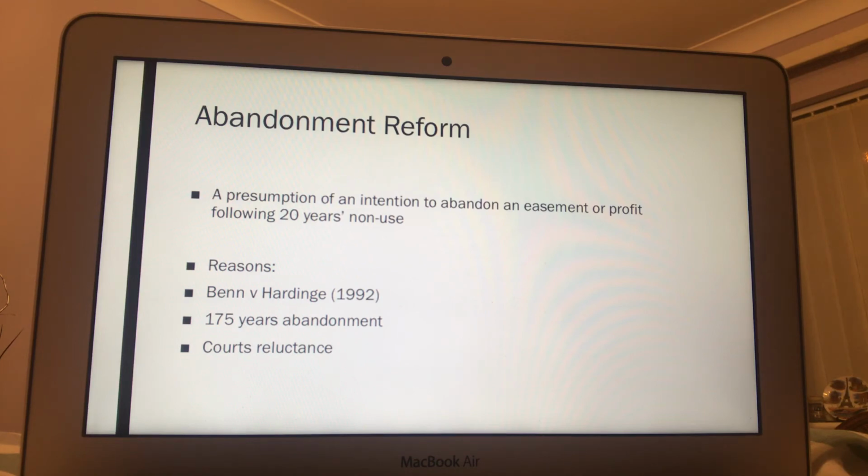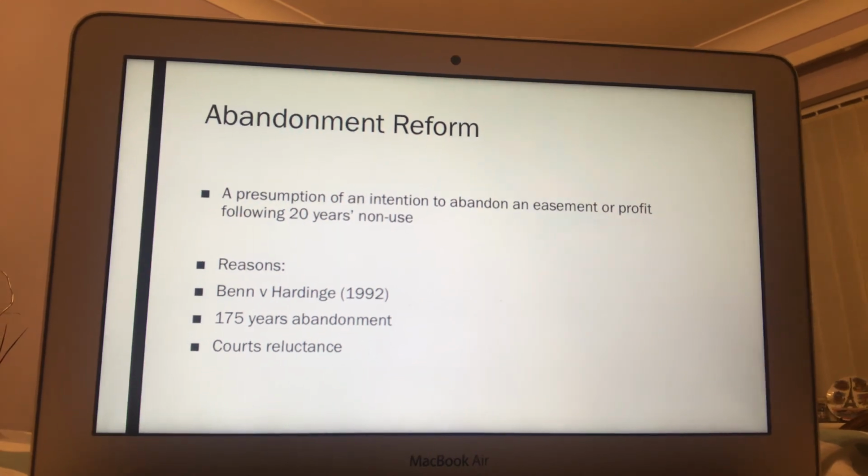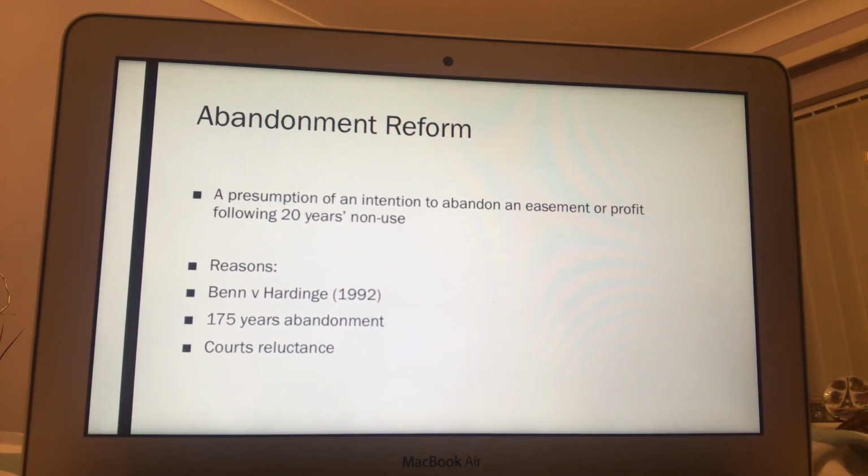The reasons for this are: in the case of Ben and Harding 1992, it showed how the rule of non-use is not rational. This is because you would assume after 175 years that it will show that the easement is abandoned and that the party has no use for it. Also, the courts seem reluctant to deem an easement to be abandoned, as shown in the case of CDC 2020 PLC and Ferreira 2005. This would change the law dramatically and have non-use as an intention to abandon.